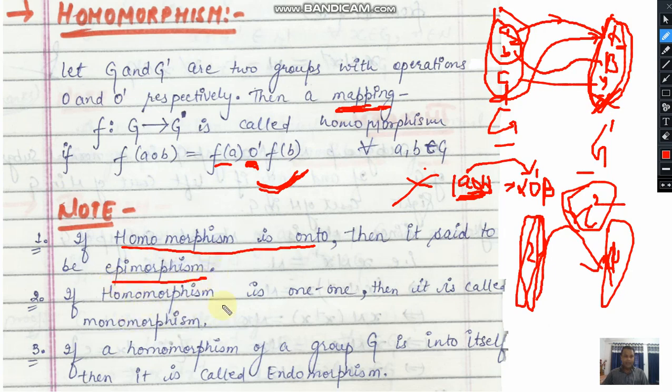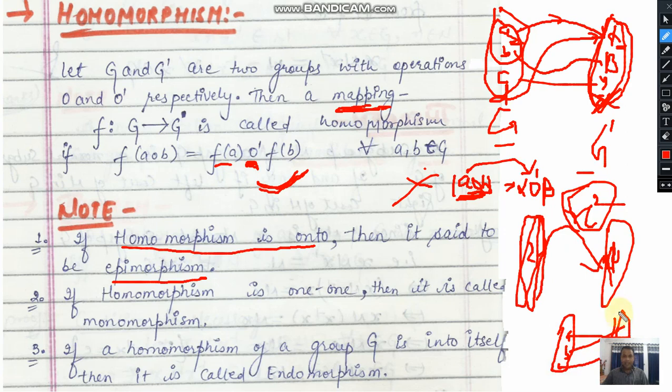Again, if the mapping is 1-1, it means only one element of set Z is associated with one element of set G dash. Let us suppose these are element A, element B, and element C, and A is associated with a separate element, B is associated with a separate element, and C is associated with a separate element.